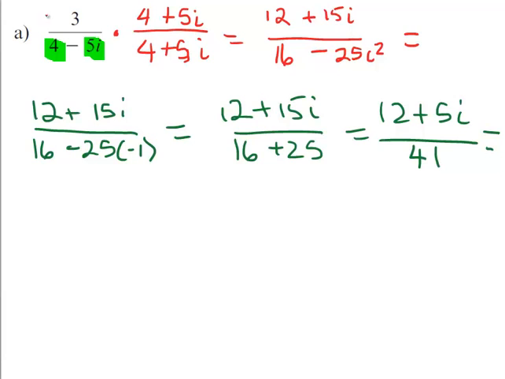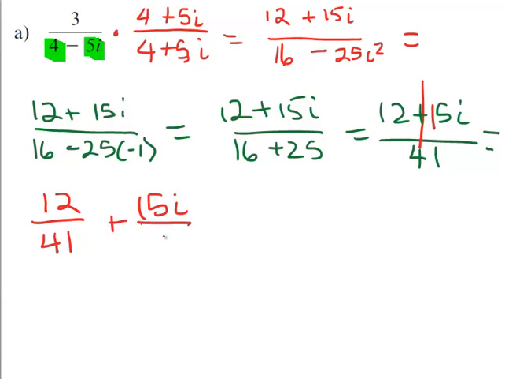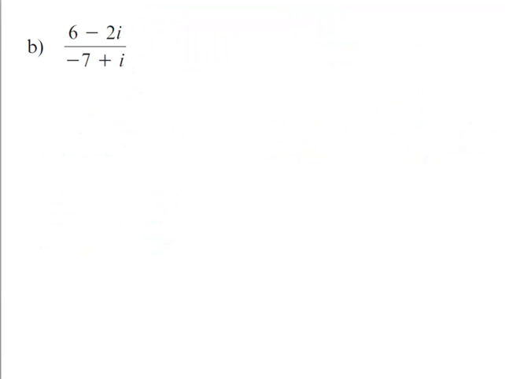And remember, because this is a complex number, I'm going to have two parts to it. So I'll have 12 over 41 plus 15i over 41. Two parts on that complex number. Let's do another one. So here, again, I'm going to multiply it by the conjugate. That first term can stay the same, but it's the same terms, different sign.